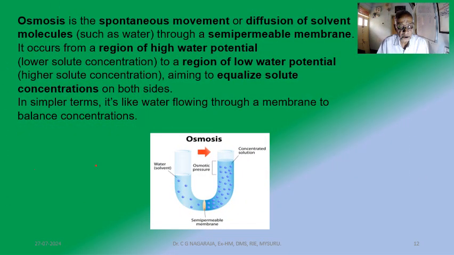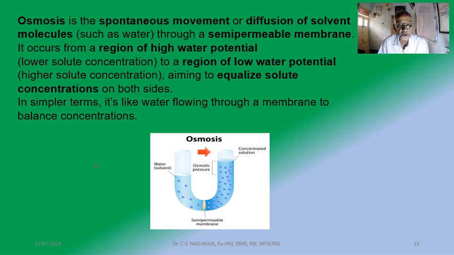Well, another important function that happens in all cells, including plant cells and animal cells, is called osmosis. Look at the word osmosis. It means the spontaneous movement or diffusion of solvent. In chemistry you have learned about the solvent and the solute. A solvent is the material in which a solute will dissolve. For example, water is a solvent and sugar is a solute.